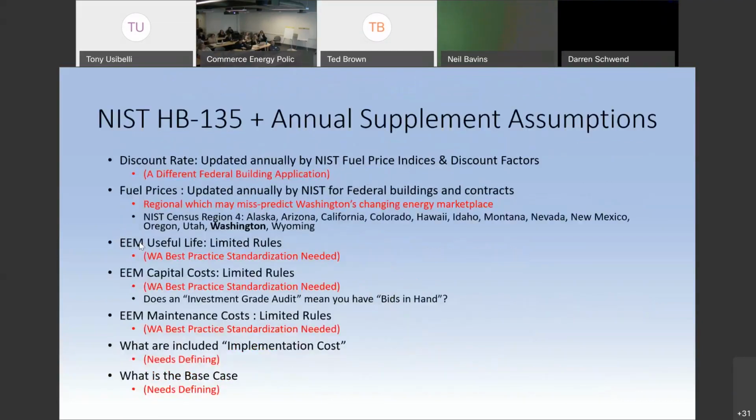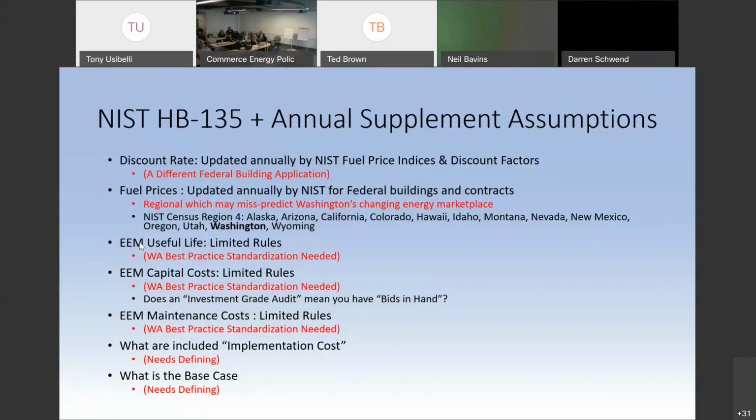Then there are the NIST annual supplements. These are the things that NIST reevaluates every year because they're changing values and they're expected to change. So things like the discount rate. Now, it's important to recognize that the discount rate they're setting is for federal buildings, so it's probably not applicable to state buildings, which we certainly did not adopt it. We adopted OFM's discount rate when we developed the life cycle cost tool that was still based on the NIST methodology. A different discount rate may be appropriate for this standard.